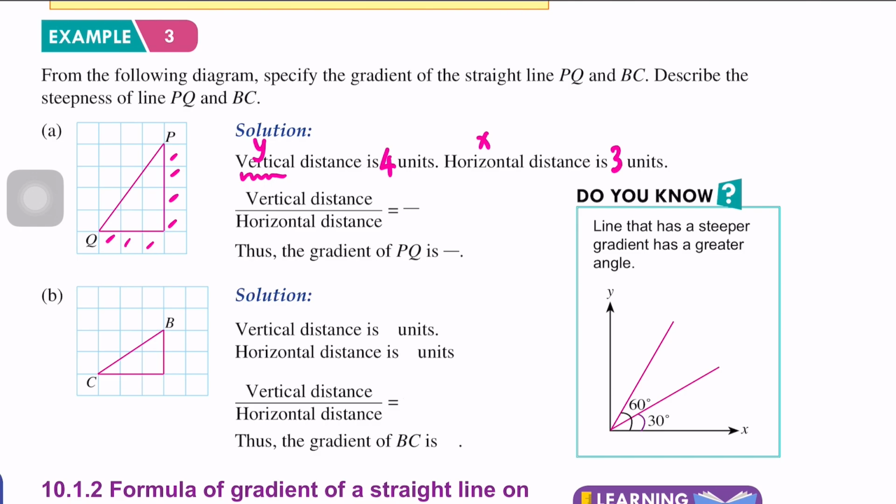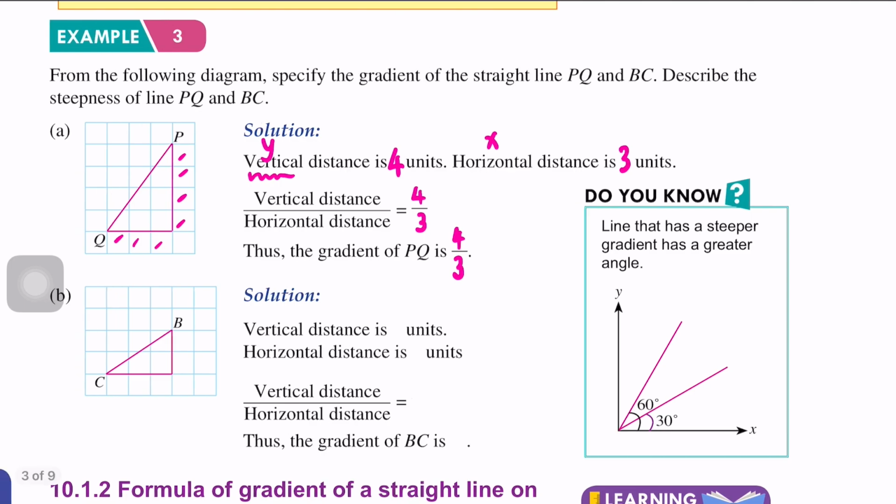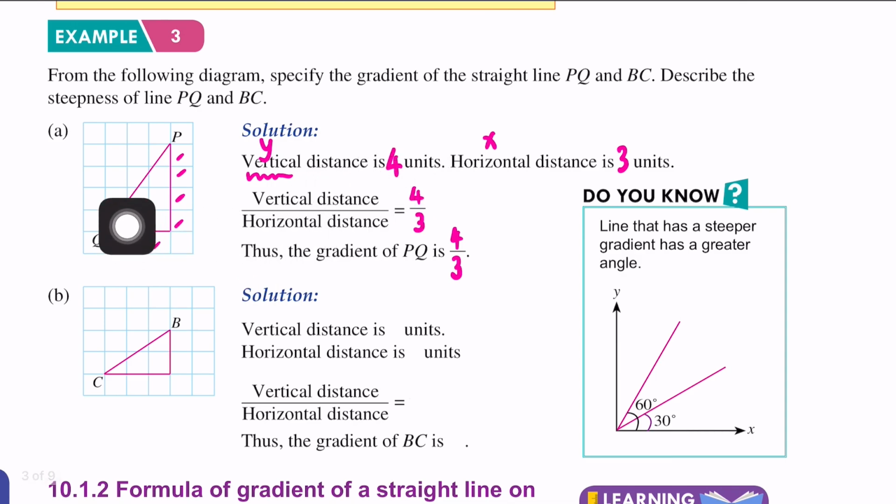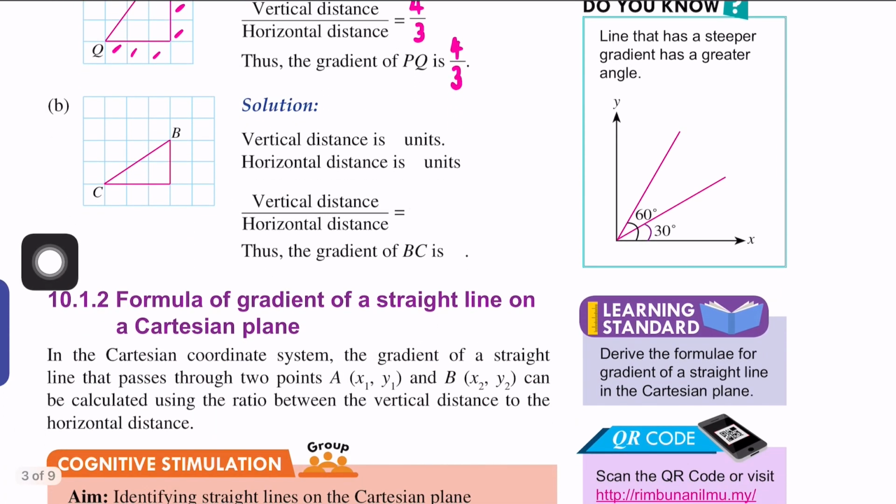So vertical is 4, horizontal is 3. Thus the gradient of PQ is 4 over 3. Remember, gradient is a ratio of vertical to horizontal. You still remember you learned about ratio in Form 1. The next, vertical distance is y: 1, 2, so this one is 2 units. Horizontal is x: 1, 2, 3. So the gradient is 2 over 3.